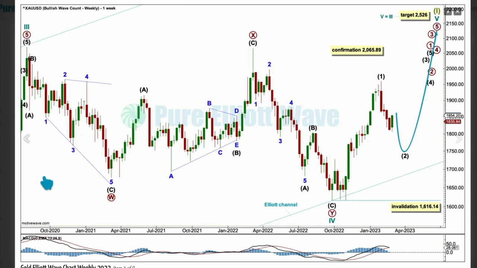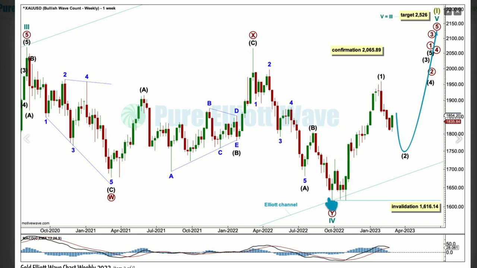Within it, cycle 1 and 2 are complete well off to the left of the chart. Here's the end of 3 and 4 and 5 underway. 4 subdividing as a double zigzag, W, X, Y. Y barely moves beyond the end of W. This doesn't look like a typical double zigzag. It just doesn't have the right look.